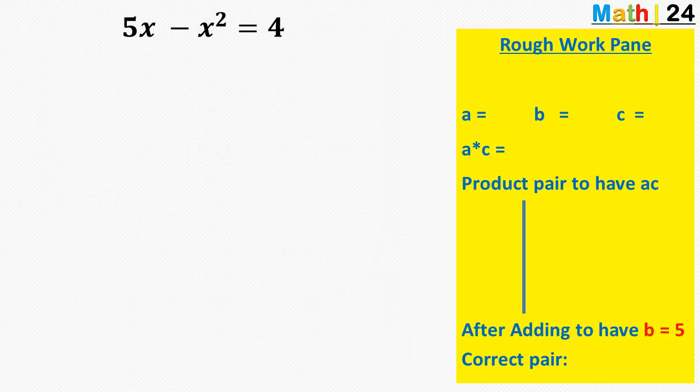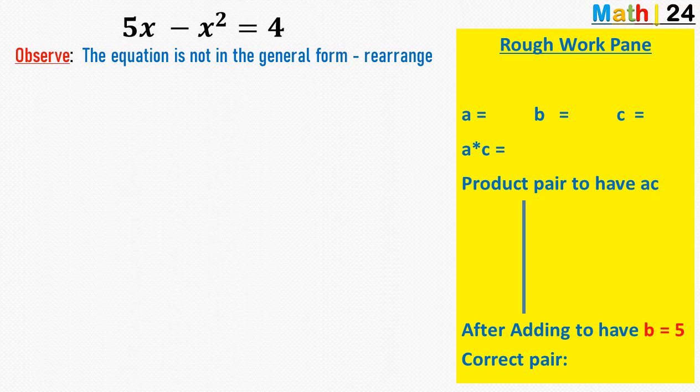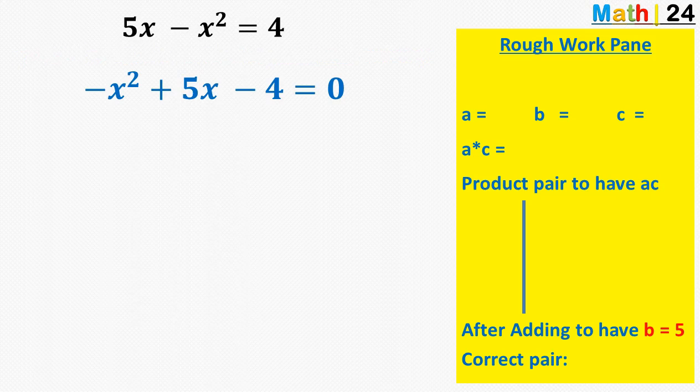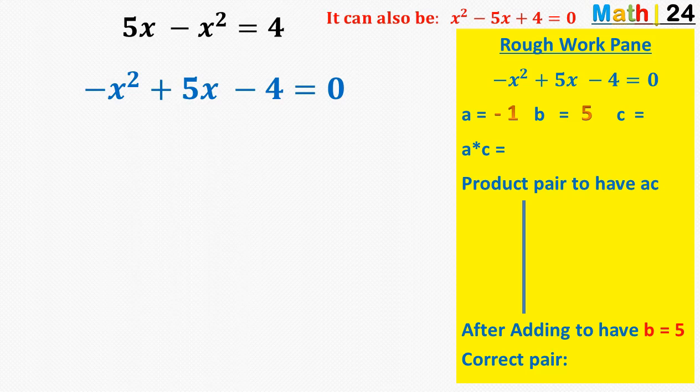Now we have 5x minus x squared equals 4. According to this equation, it is not in the general form. So first of all, we have to rearrange. Rearranging the equation gives us minus x squared plus 5x minus 4 equals 0. Remember, 0 must be on the right hand side of the equation alone. Then the values of a, b, and c are respectively minus 1, 5, and minus 4. Note that this equation can equally be rearranged in the form x squared minus 5x plus 4 equals 0.